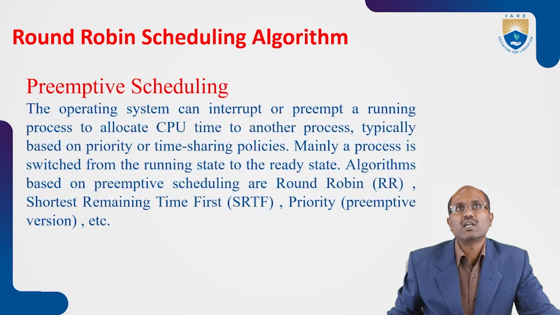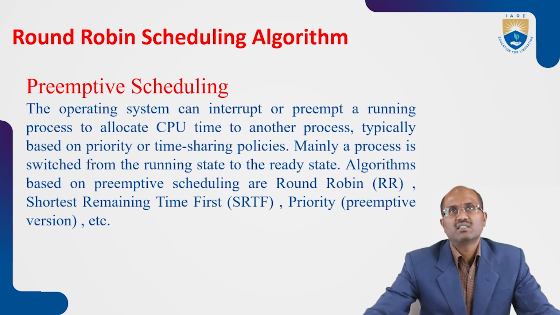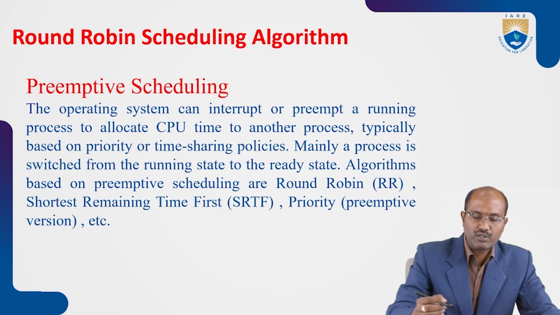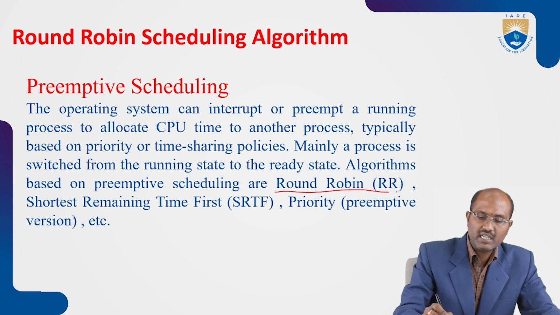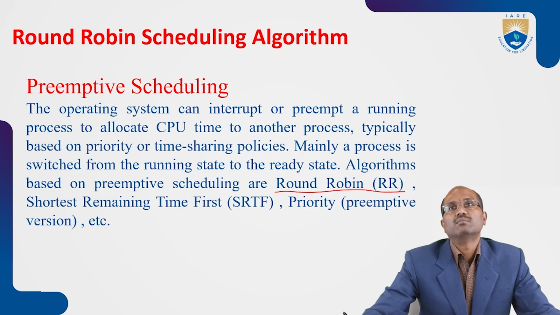Let's see preemptive and non-preemptive. Preemptive means that once a process is submitted to the CPU and executes for some time, it is interrupted, or preempted, and the CPU is given to another process. It is typically based on priority and time sharing policies. Mainly, a process is switched from the running state to the ready state. The best example of a preemptive scheduling algorithm is round robin scheduling.